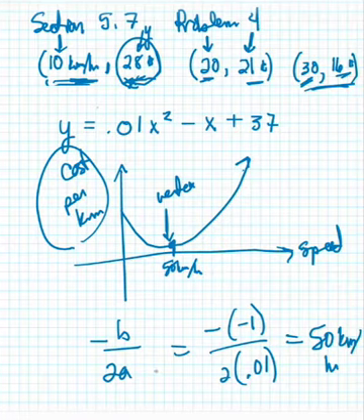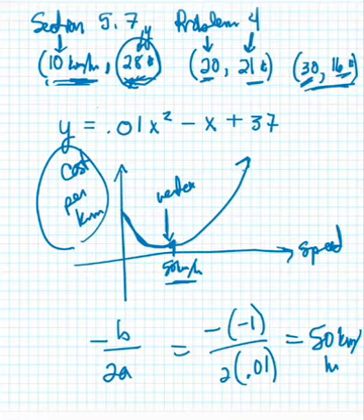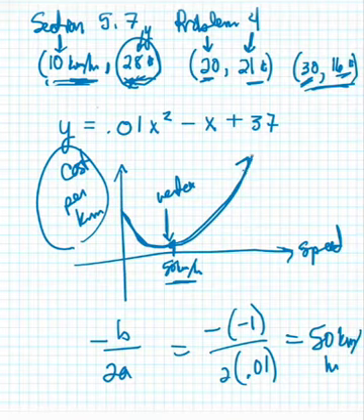So you can see the speed is coming down. Sorry, the cost is coming down. And now, after you go over 50 kilometers per hour, the cost just goes up again. All right, I hope that makes sense for problem 4.